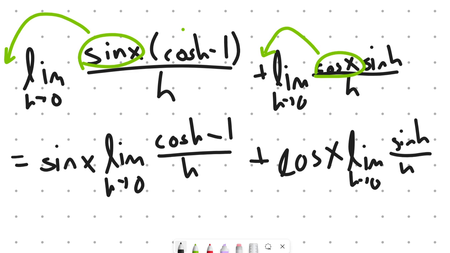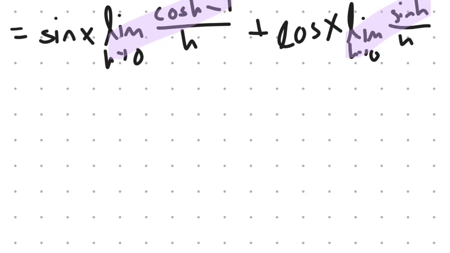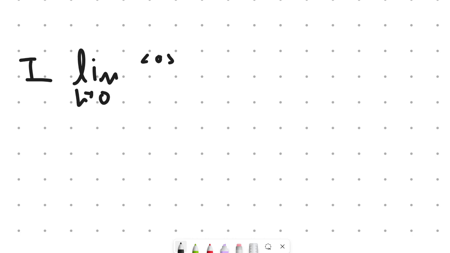Now let's talk about this and this. If we can solve the limits of those two, then we can have the formula for the derivative of the sine. So let's first of all take this one, and then afterwards we'll take this one. So the first limit we're talking about is the limit as h approaches 0 of cosine of h minus 1 over h. Now how can we write cosine of h minus 1?